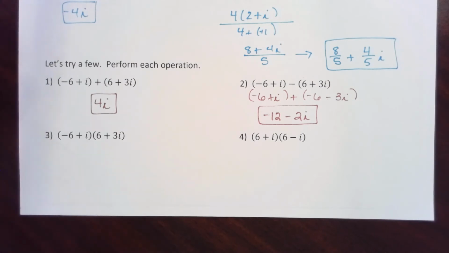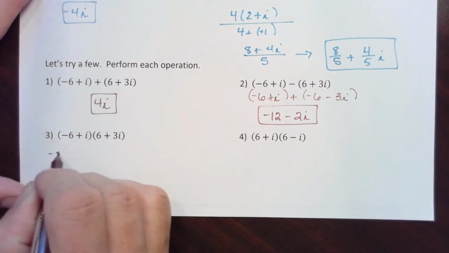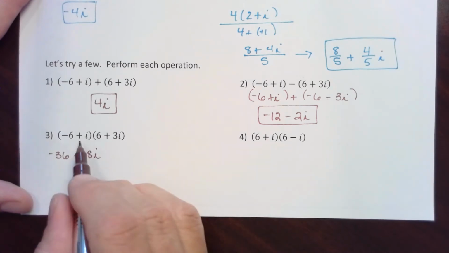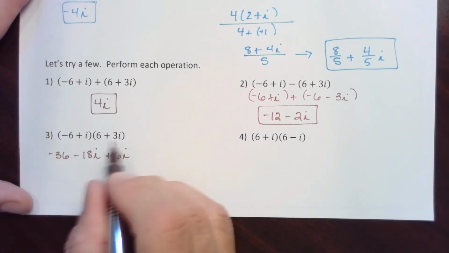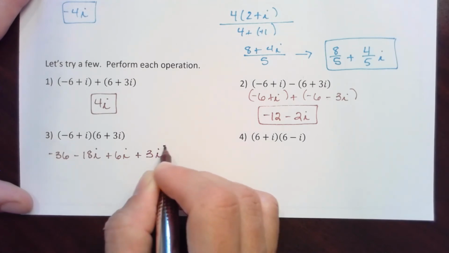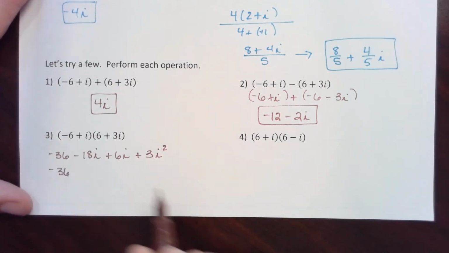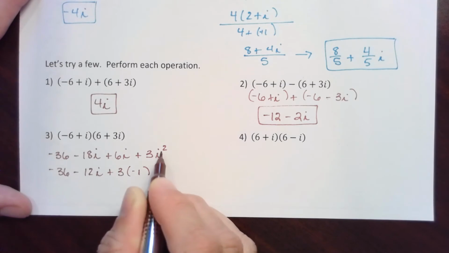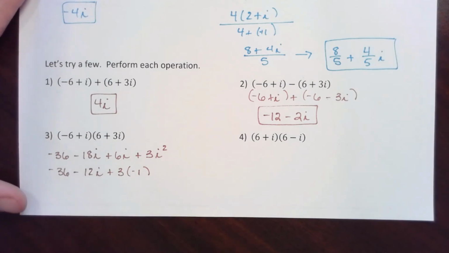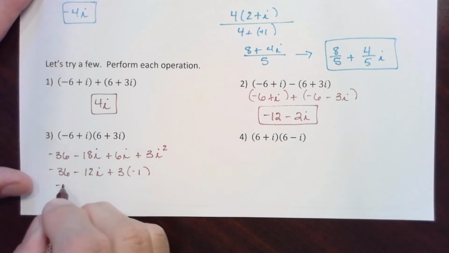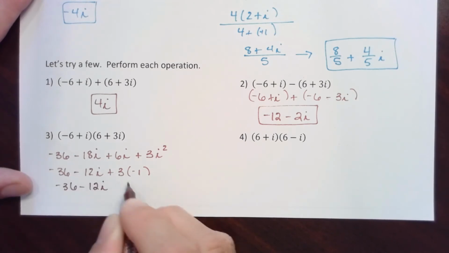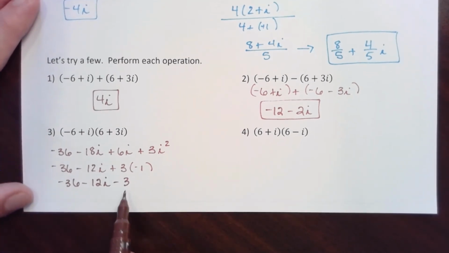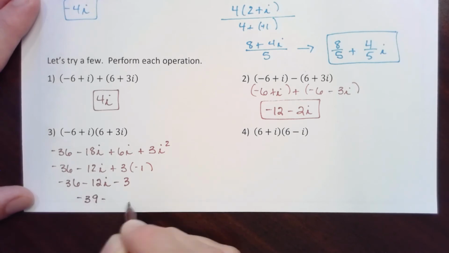Number 3, we are multiplying. Negative 6 times 6 is negative 36. Negative 6 times 3i is negative 18i. i times 6 is 6i. And i times 3i is 3i squared. Combine like terms, negative 18 plus 6 is going to be negative 12. And i squared is negative 1. Three times negative 1 is negative 3. The real parts will be negative 36 and negative 3. That's negative 39 minus 12i.